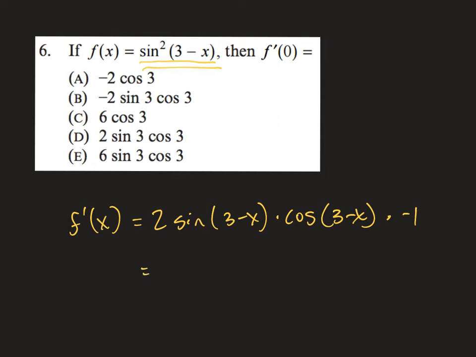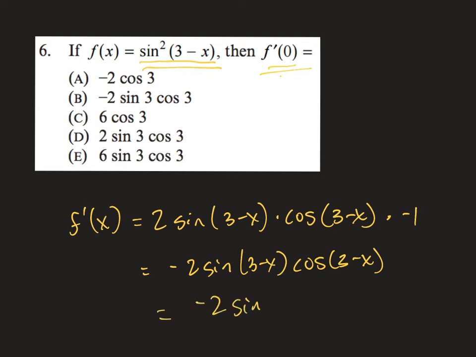That all works out to be negative 2 sine of 3 minus x times cosine of 3 minus x. And we are asked to find f prime of 0, so that's just going to be, I'll write it out here, negative 2 sine of 3 cosine of 3. And that is letter B right here.